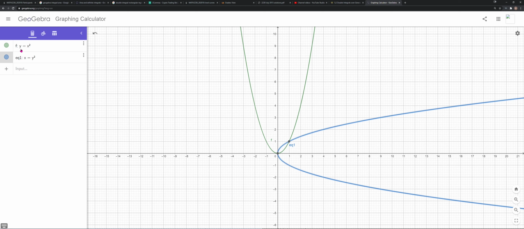What you want to notice between these two is you exchange the roles of x and y, and when you do that, you actually reflect your graph in the line y equals x. So if I have the graph of y equals x squared, which is this green one, and I want to get the graph of x equals y squared, you exchange the roles of the y and the x.